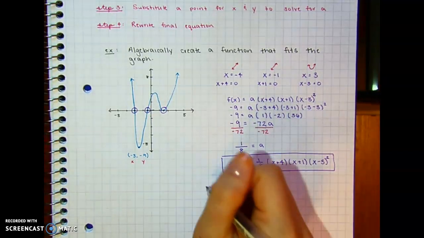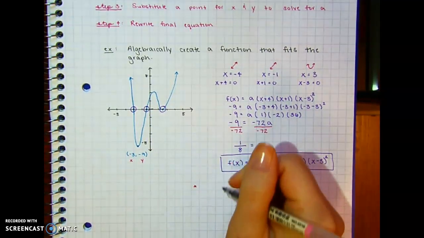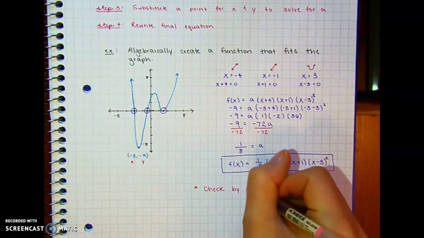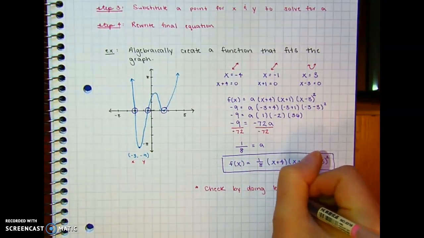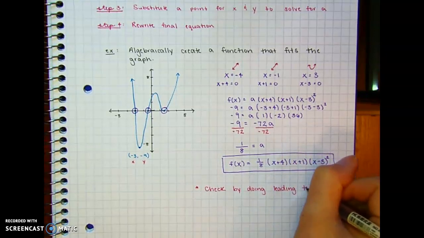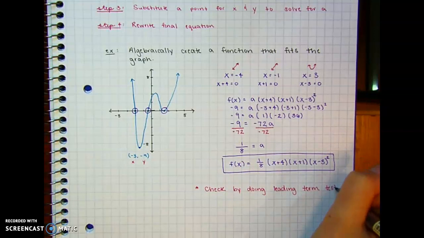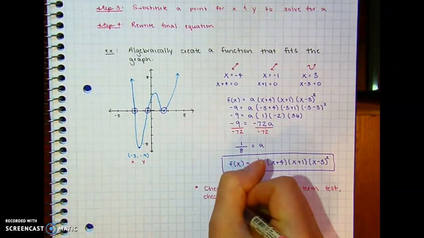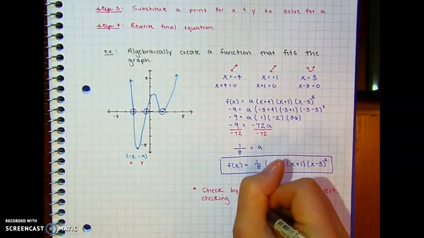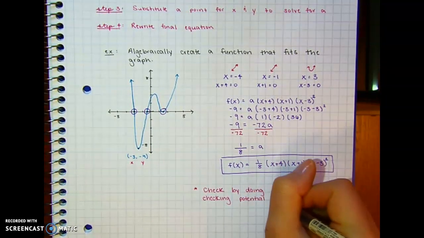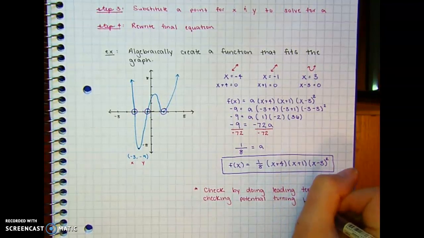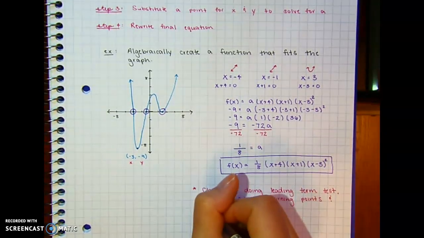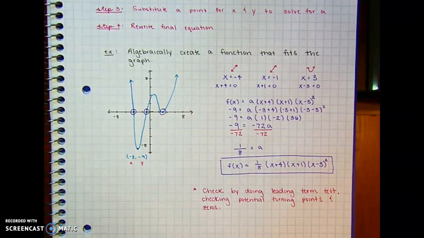Now, you could do a check by checking a few things, right? You could check by doing a leading term test, and checking potential turning points and zeros.